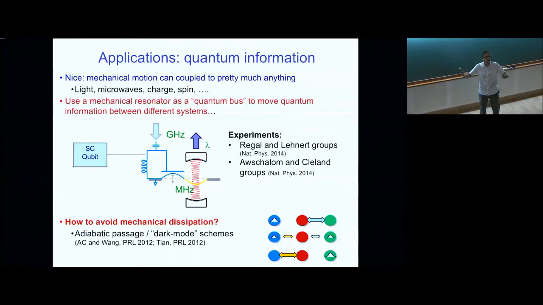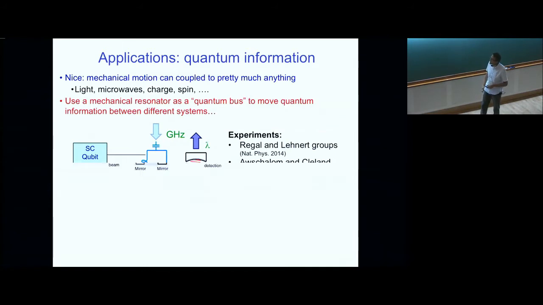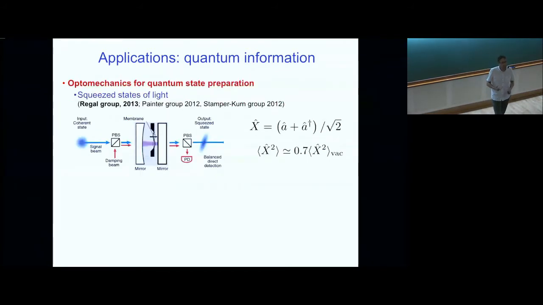Okay, so one of many motivations driving the field, this idea of using mechanical motion as a kind of quantum bus. Sticking to applications in quantum information processing, you could also think about using the mechanics as a way of preparing interesting quantum states, despite the fact that the coupling is so incredibly weak. So here I'm going to tell you two fairly recent experimental implementations of this idea. The first is the idea of using mechanical motion to generate squeezed light.